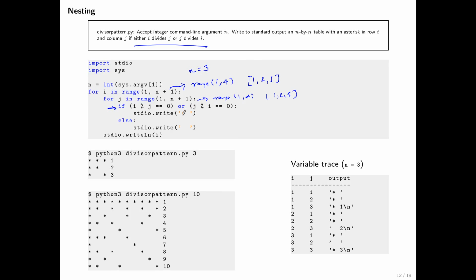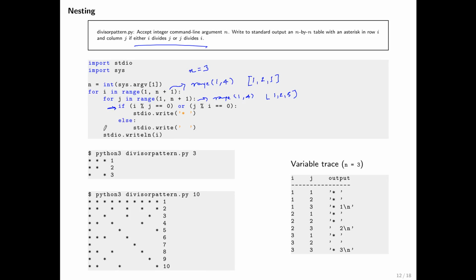we write a star followed by a space and without a new line character at the end. Right? And that's exactly what we want. When I divides J or J divides I, we write a star followed by a space. Otherwise, we simply write two spaces. Okay, again without a new line character. So that's what we do.